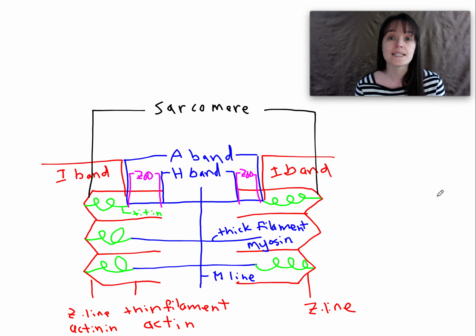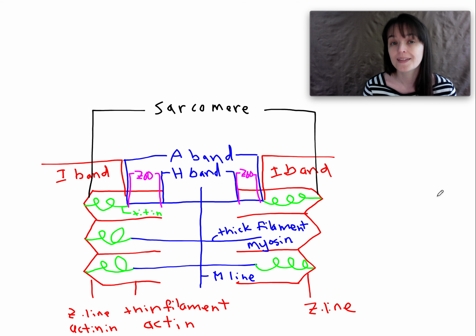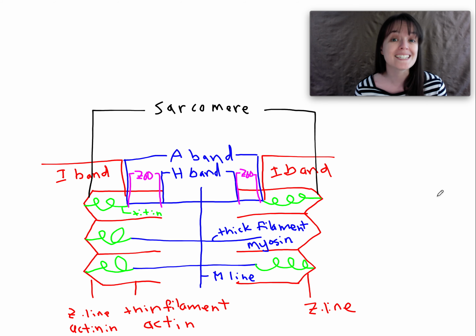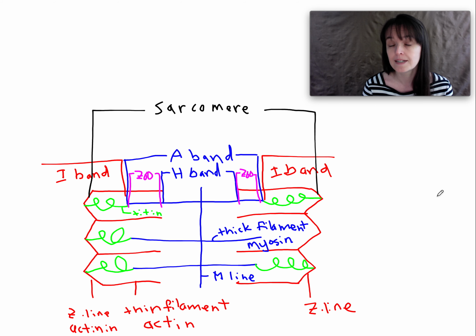So what is the zigzag called? A Z line. And what's it made of? Actinin. What is attached to the Z line? The thin filaments. And what are they made of? Actin. What's the line down the middle? The M line. And what's attached to the M line? The thick filaments. You got it.